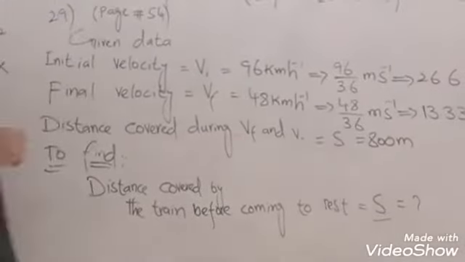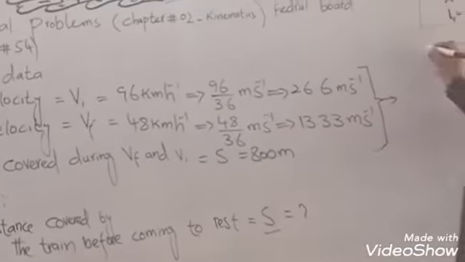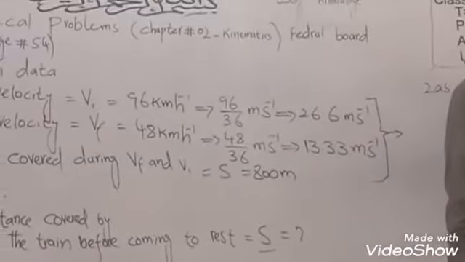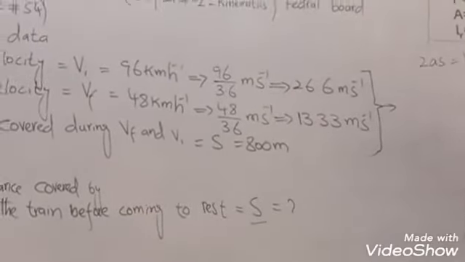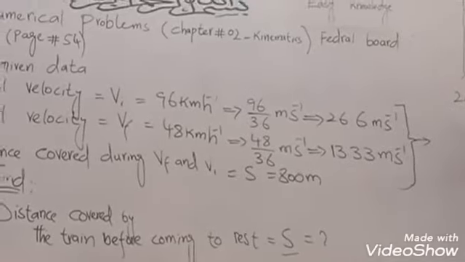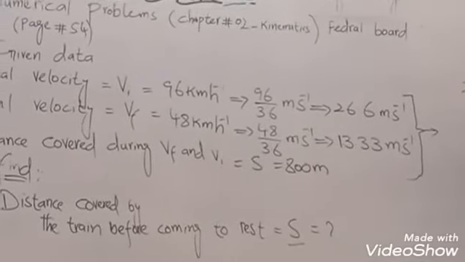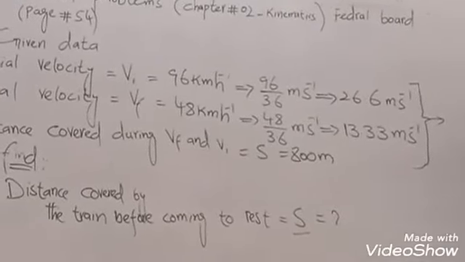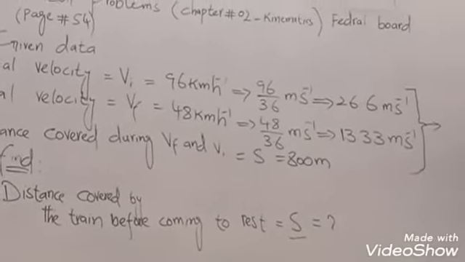Third equation of motion. What is third equation of motion? 2as is equals to Vf square minus Vi square. We have distance, final velocity, initial velocity. So a will be equals to Vf square minus Vi square divided by 2s.